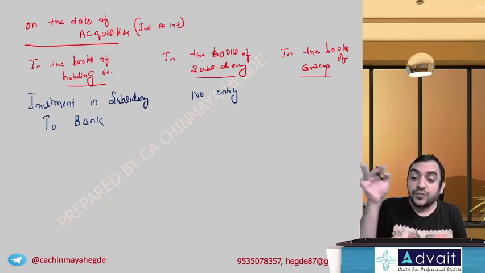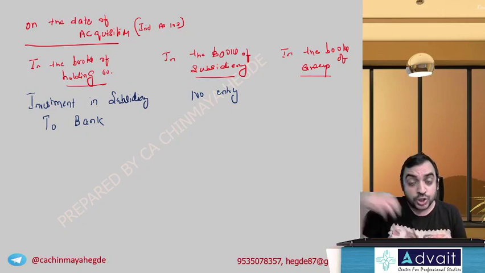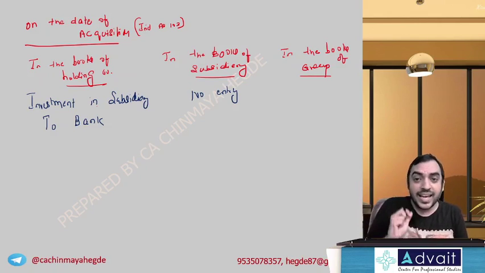Now in the books of the group, they are already having the holding company. They need not do this. So now they have acquired the subsidiary company. What journal entry are they going to do in the books of the group? They don't write investments because the group doesn't have investment. Group owns the assets and liabilities.